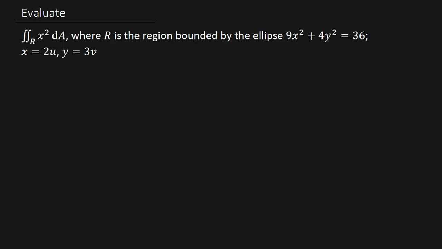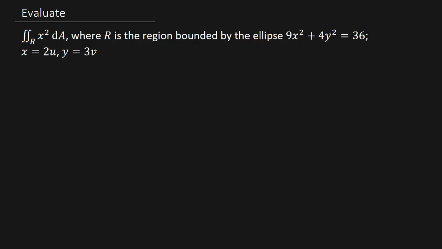We've got the double integral over the region R of x squared dA, where R is the region bounded by the ellipse 9x squared plus 4y squared equals 36. X is equal to 2u and y is equal to 3v. That's going to be our substitutions there. All right, so let's go ahead and get started.